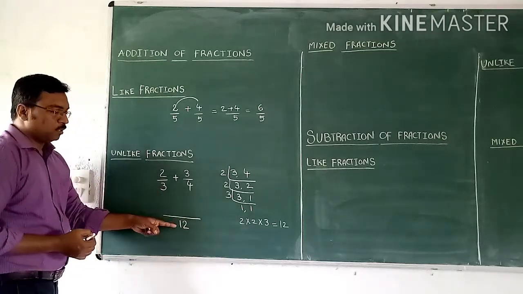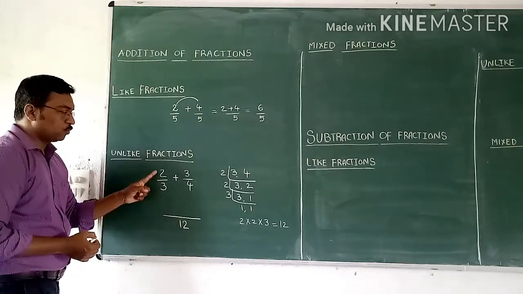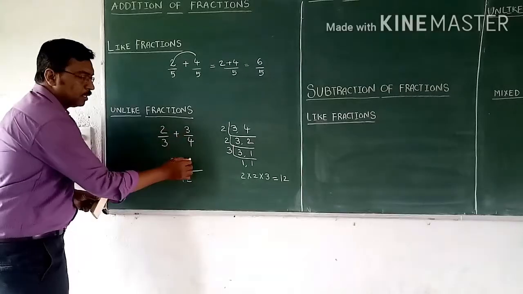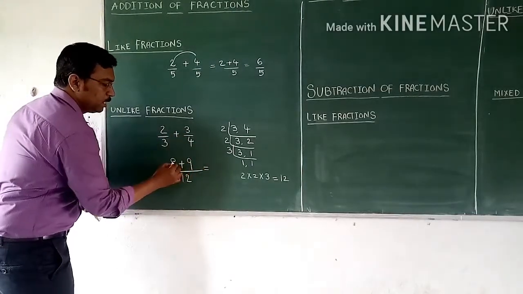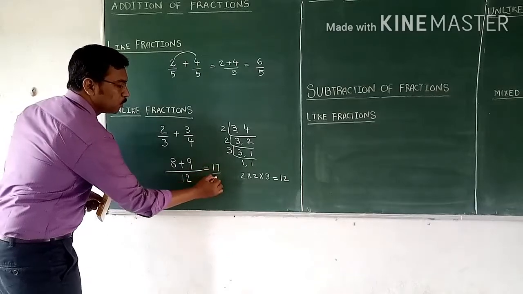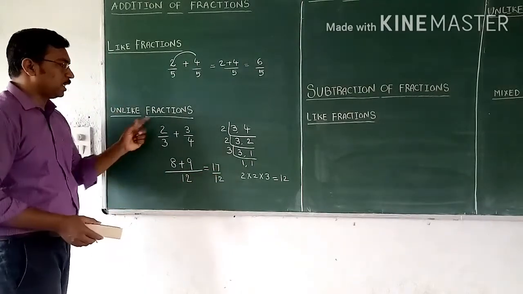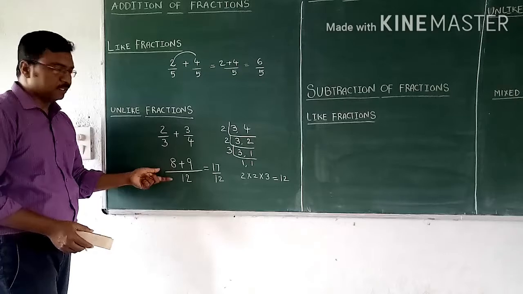So 3 divides 12 how many times? 4 times. So 4 into the numerator 2 is 8, and 3 into 3 is 9. So 8 plus 9, 17 by 12. So we can add unlike fractions in this LCM method in this way.